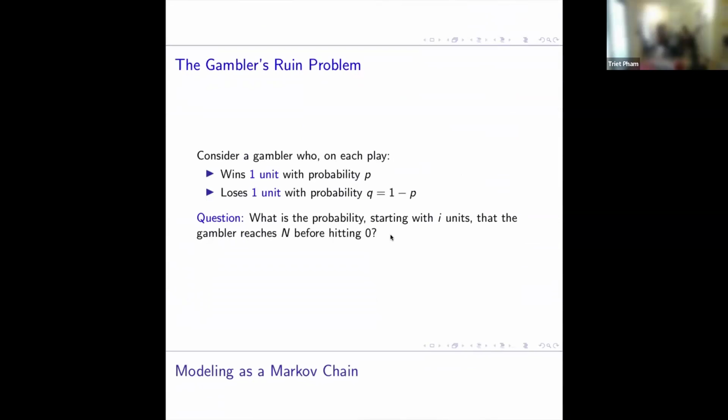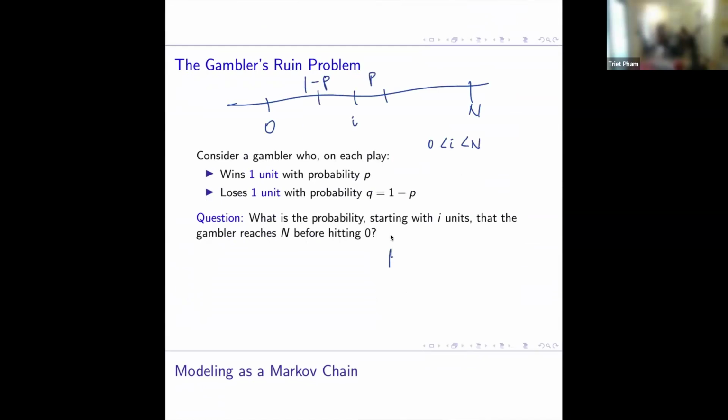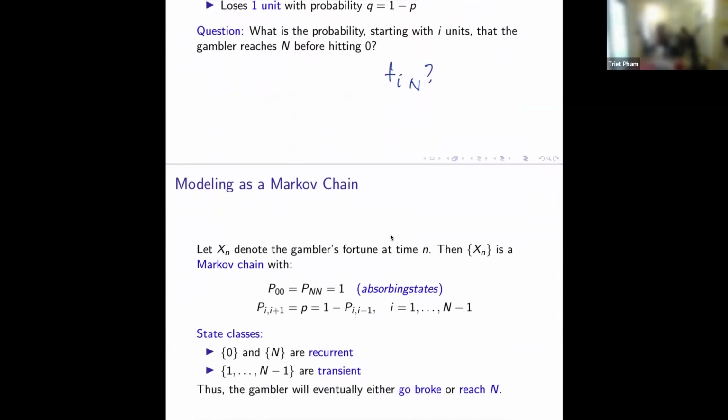Now let's go to the last topic for today's lecture, the gambler's ruin problem. We described the gambler's ruin problem already. It's like the random walk, but you start at i, you have n here and 0, with i between 0 and n. You go to the right with probability p, go to the left with probability 1 minus p, and you want to look for f_in, the probability that you ever go to n from i.